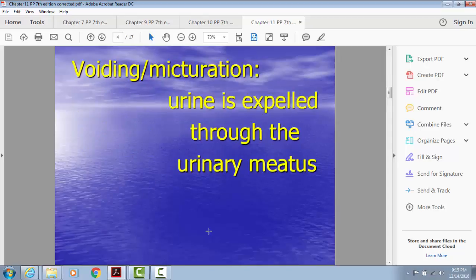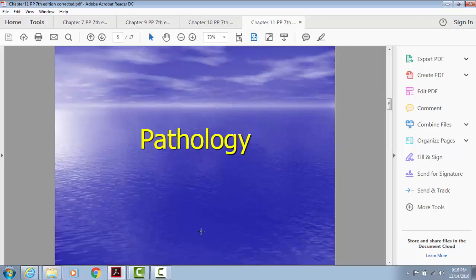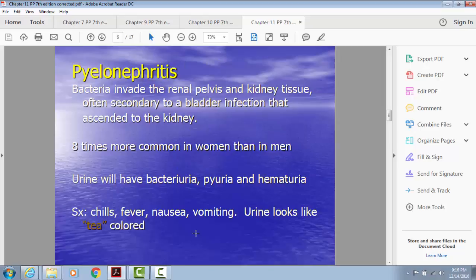So the medical term for urinating is voiding or micturition, and that is when urine is expelled through the urinary meatus. Pathological conditions that we see of the urinary system.